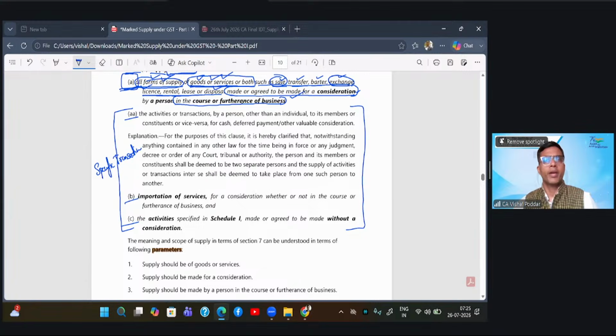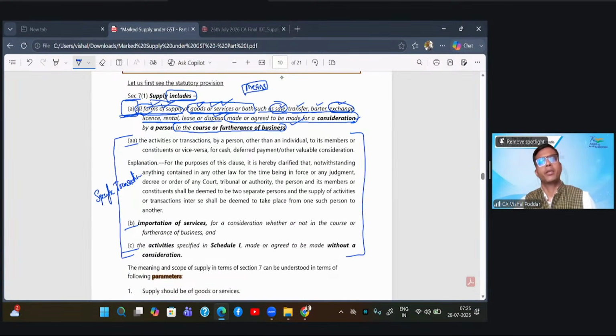Now, when we proceed, you'll find that there are some exceptions, carve outs. That is going to be a specific case which you'll have to keep in mind. So each limb may have some exceptions, some carve outs, some special features that you'll have to keep in mind. But the first step is testing any transaction on four fronts. There should be some form of supply, there should be goods or service, there should be consideration, and it should be in the course or furtherance of business. Only when all these elements are present, we call the transaction a supply.